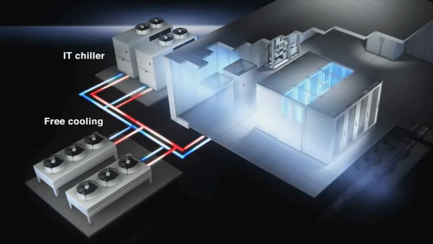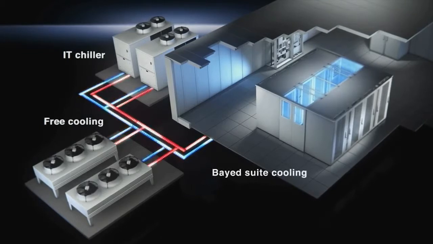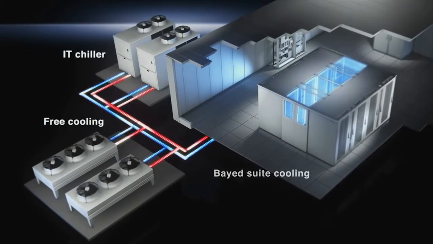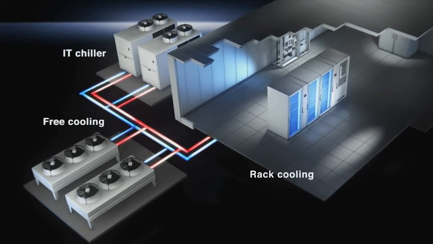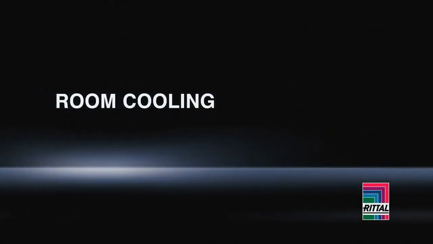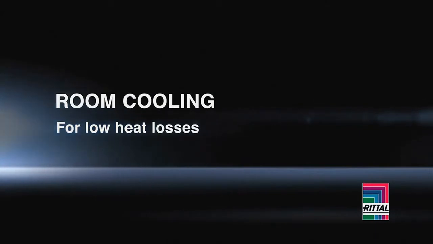Look closely at the two most common cooling installations: bayed suite cooling, cooling the whole room, and rack cooling, cooling units directly inside the racks. Room cooling is ideal for installations with smaller heat loads and low levels of heat loss.